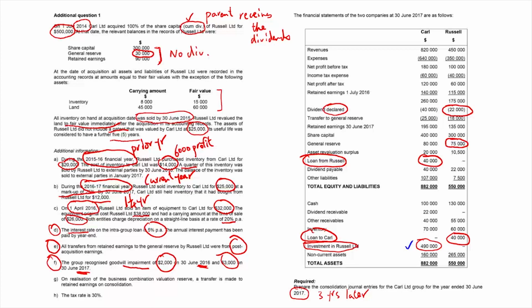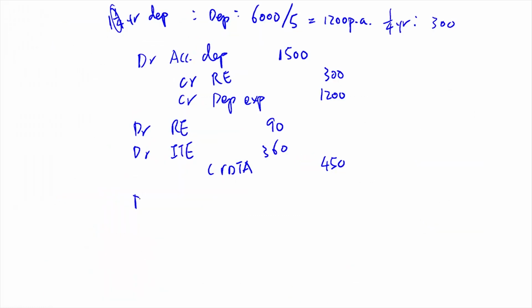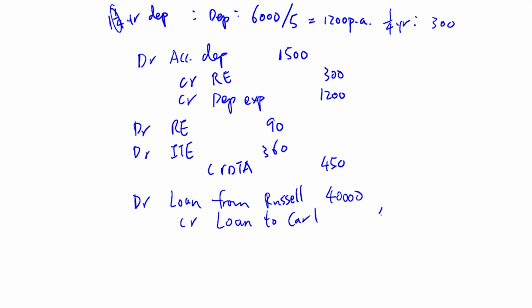So in order to eliminate the interest, we first need to eliminate the intra-group loan, and then using that loan amount to calculate the interest. So we are going to debit loan from Russell, which is a liability. We want to eliminate the liability. And then we also need to credit the asset, loan to Kyle, also for $40,000. So that will be the original amount of loan.